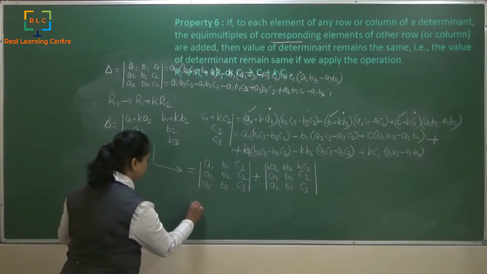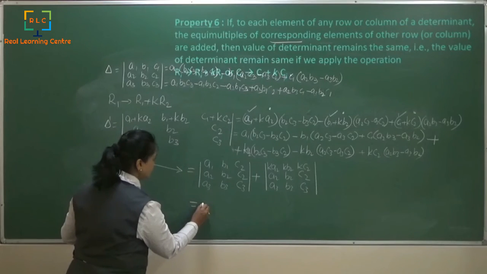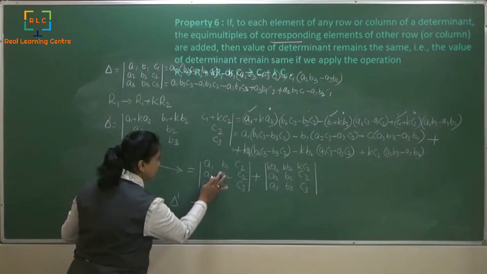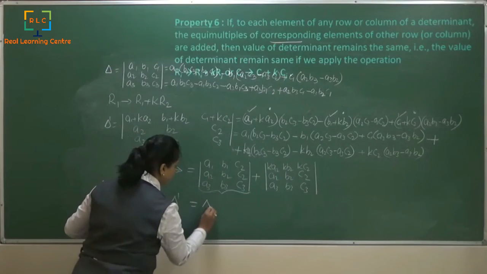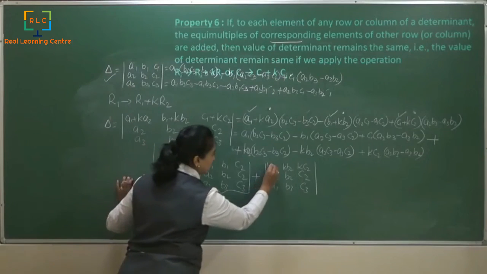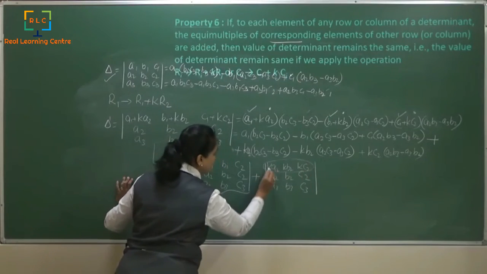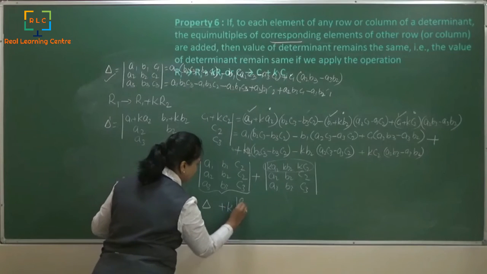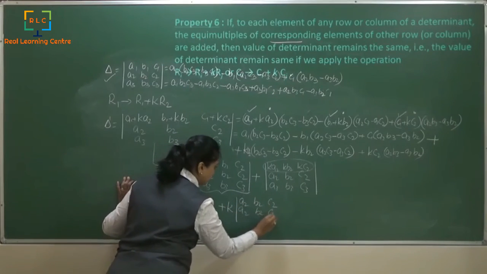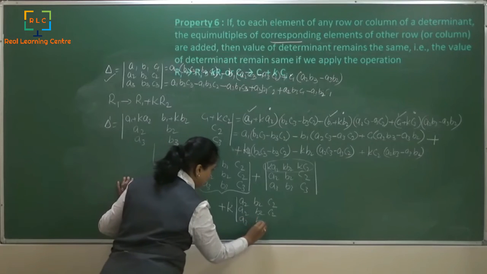And now after doing it, this was my delta dash. Delta dash is equal to delta, that is this delta. Then plus, here the first row has K common, I shall take out K common, then you have A2, B2, C2, A2, B2, C2, A3, B3, C3.